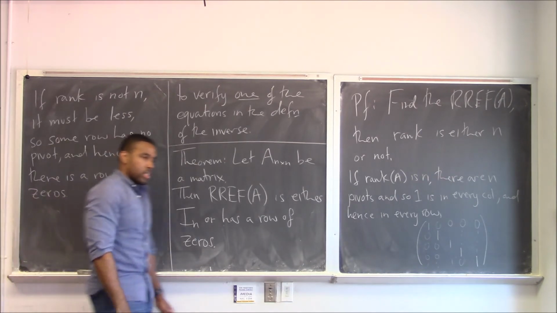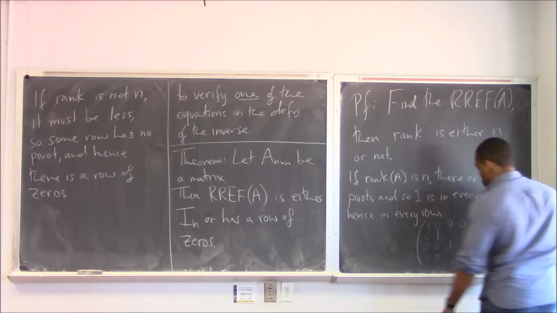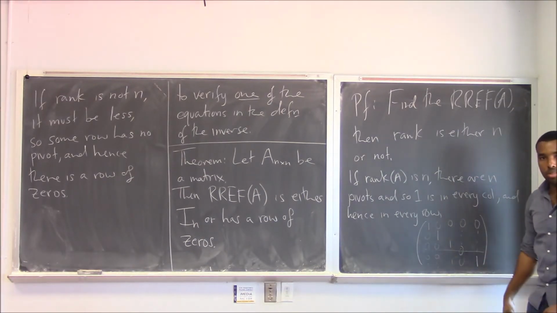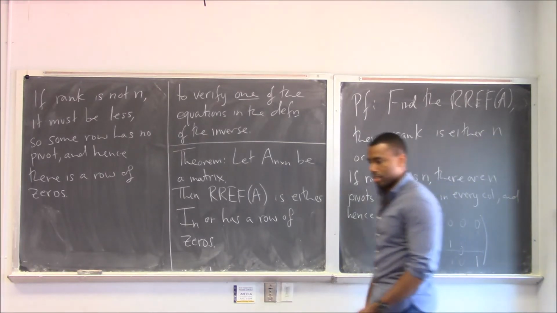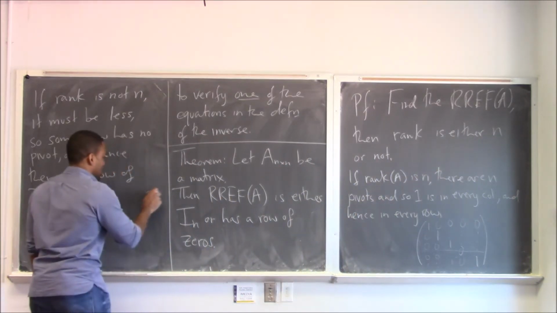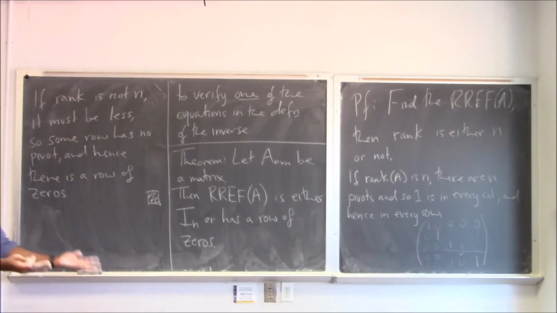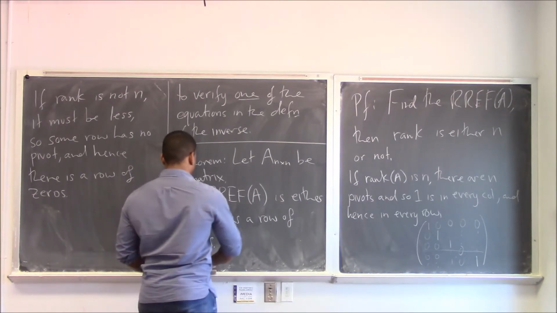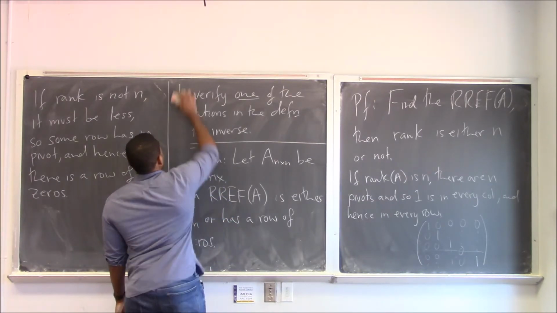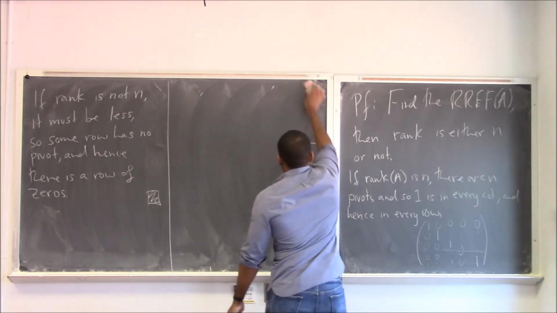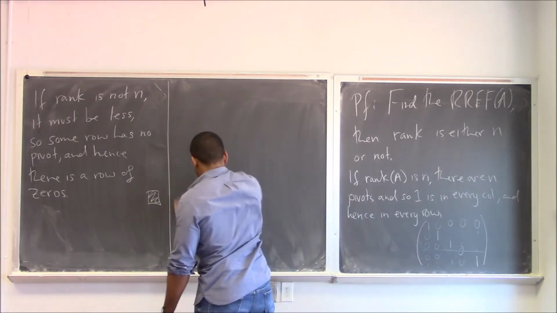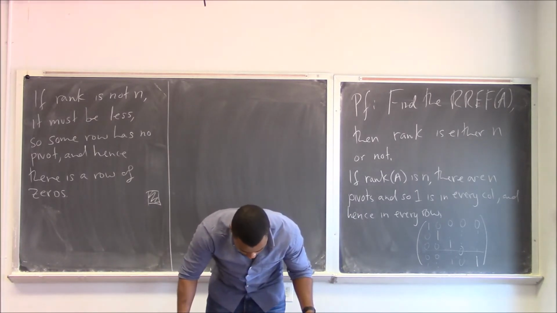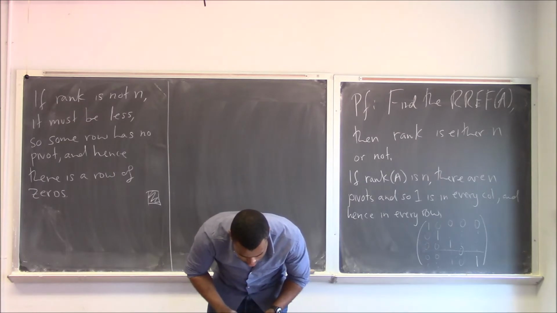If you have fewer pivots than there are rows, it means there's going to be some row that does not have a pivot. So you're going to end up with a row of all zeros. And that's basically it. Not terribly complicated, but it's a useful observation. Now we know enough to prove the equivalence theorem.